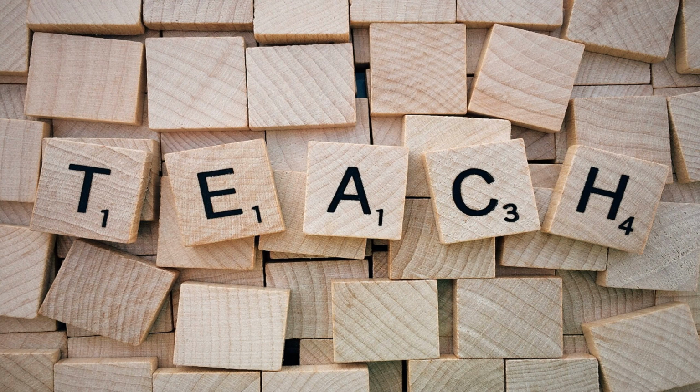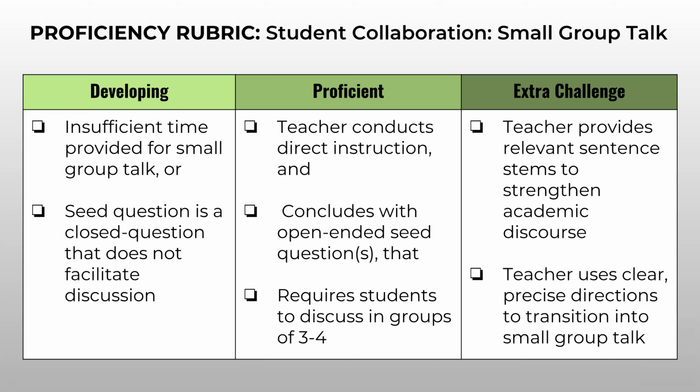Congratulations, you finished your learning for this module and are ready to prepare for your mini lesson. Let's review the proficiency rubric one more time. To earn credit for this module, you'll start the mini lesson by conducting direct teacher-centered instruction and then pose a task or open-ended questions for students to collaborate in groups of 3 to 4. For that extra challenge, make sure that every student has a responsibility or role within the group and provide relevant sentence stems to help strengthen the academic discourse.